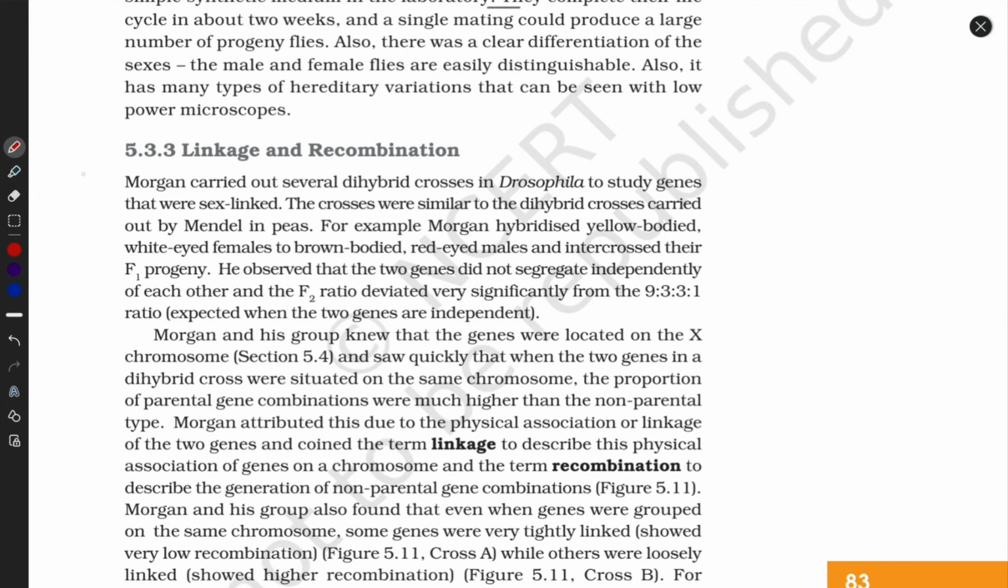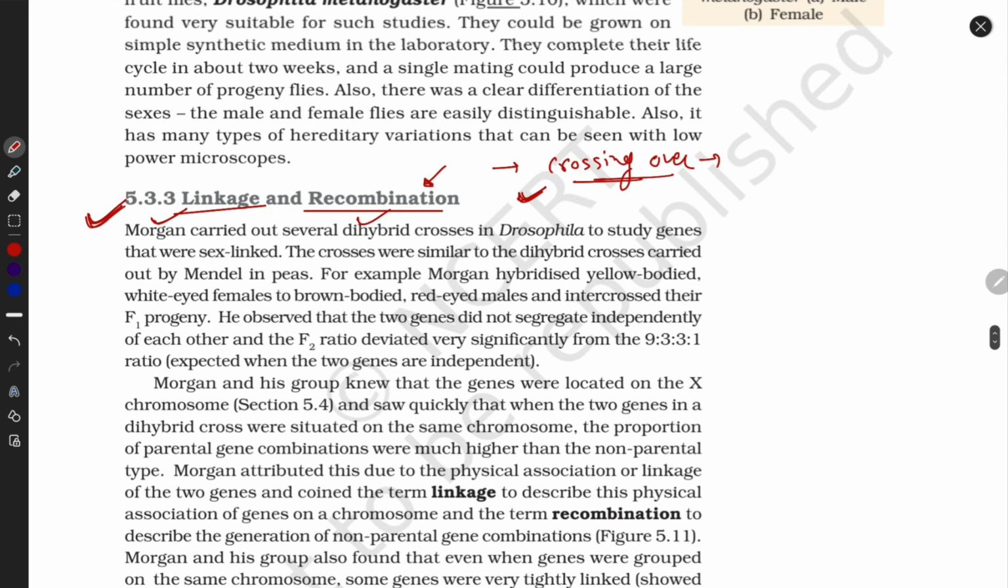Okay guys, let's begin with a very important topic, linkage and recombination. This is an exam point of view question. Before starting with linkage and recombination, you have to know about what is crossing over. If you are not familiar with this term, then please focus.